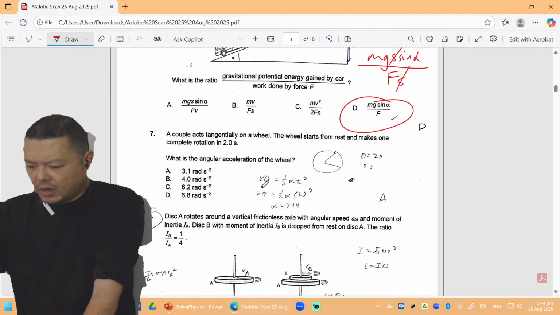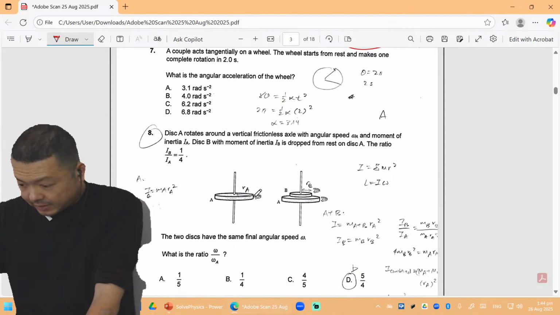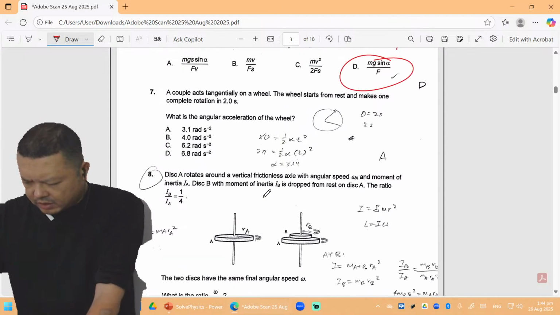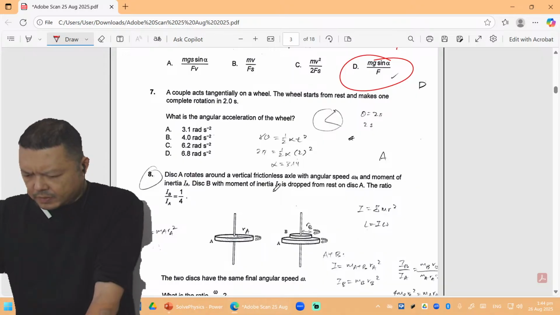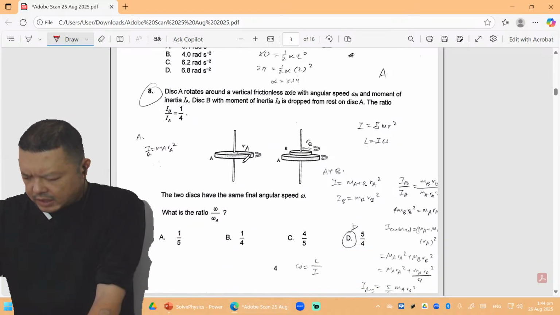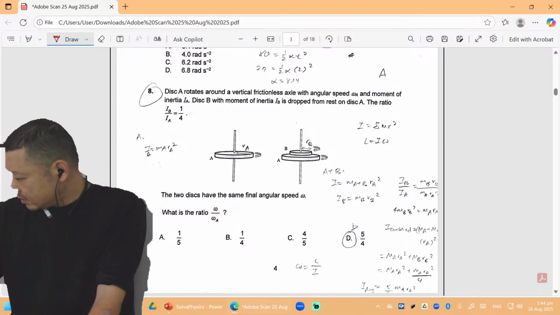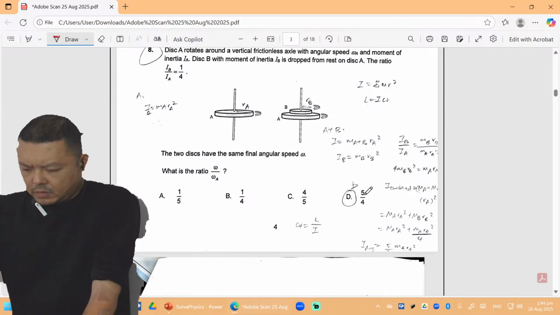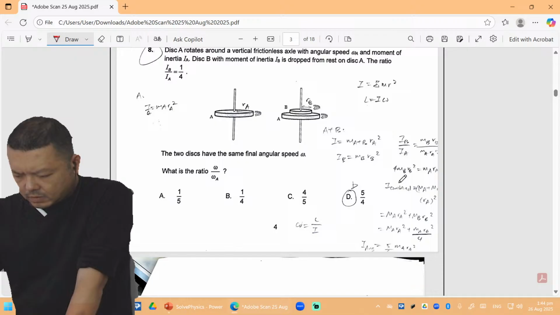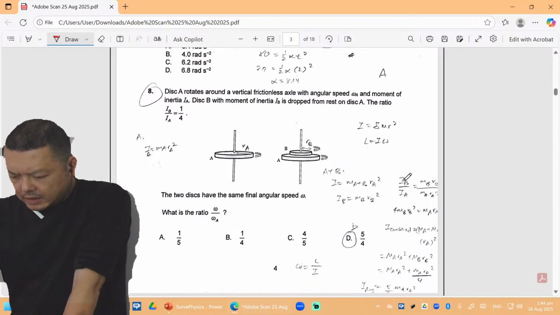Okay, no issues there. Oh gosh, okay, you know what? Let me just find something that I need to do then. So a lot of it is just trying to go through the motion, right? This one I don't need to do, this angular acceleration, right? Okay. How about number 8? Do I need to do number 8? Okay, let's do number 8.